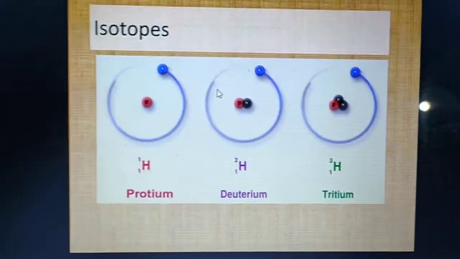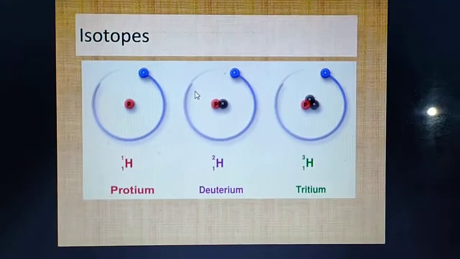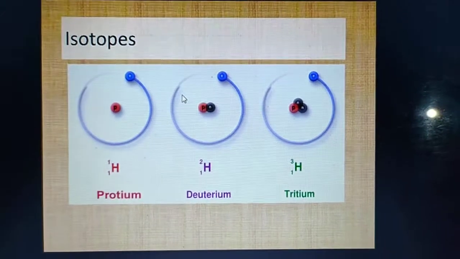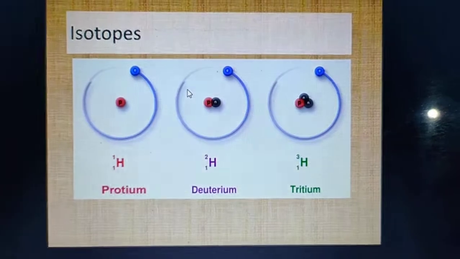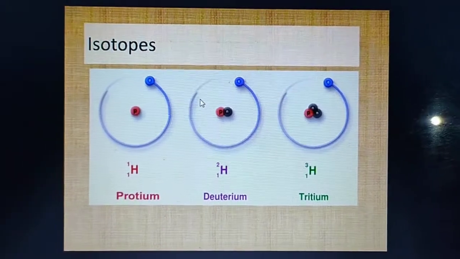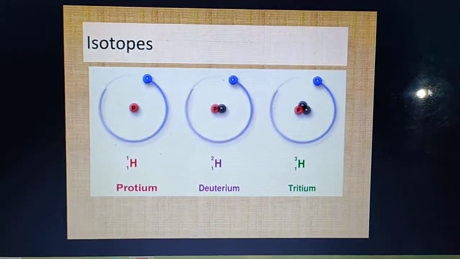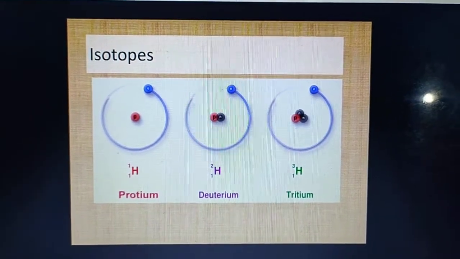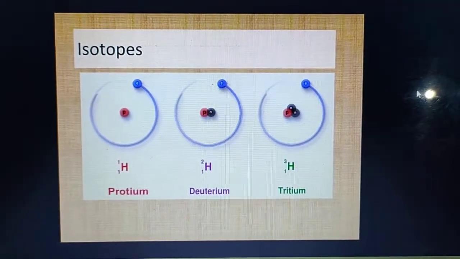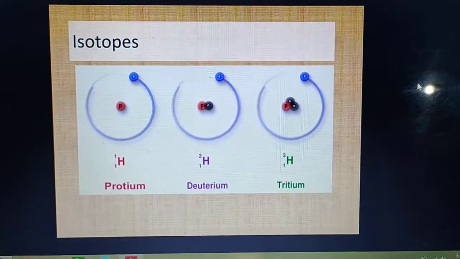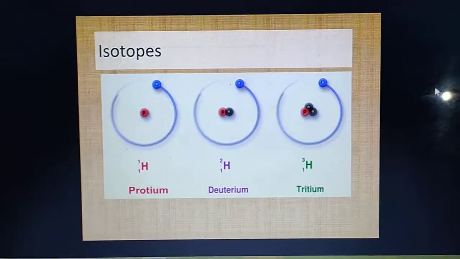Now we are going to discuss isotopes. So isotopes means what? We can say that elements which have the same atomic number but different mass number are called isotopes. In other words, isotopes are atoms of the same element which contain the same number of protons but different number of neutrons, or same atomic number but different mass number.